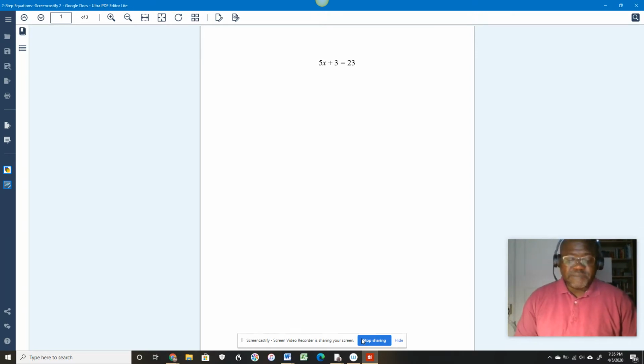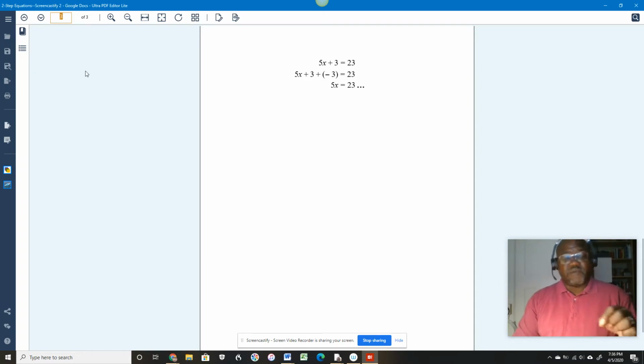So in this equation, we add negative 3 to 5x plus 3. 3 plus negative 3 equals 0. And so that leaves us with 5x equals 23. Wait, something's not right here. If 5x plus 3 equals 23, then 5x absolutely cannot be 23 all by itself.